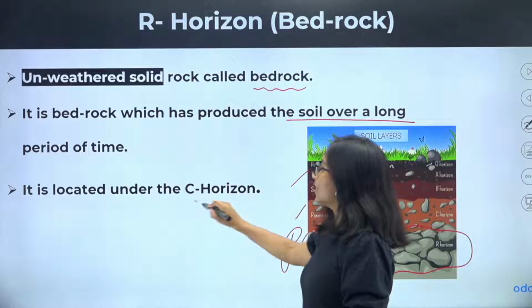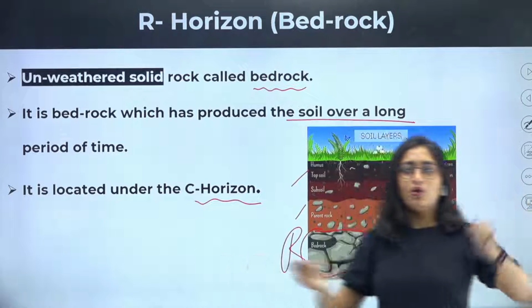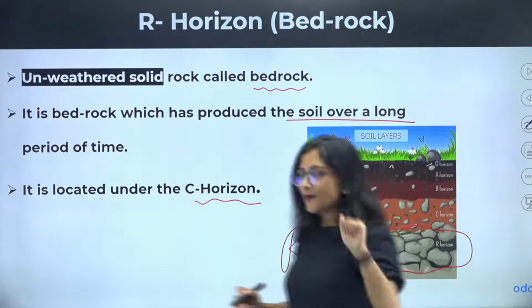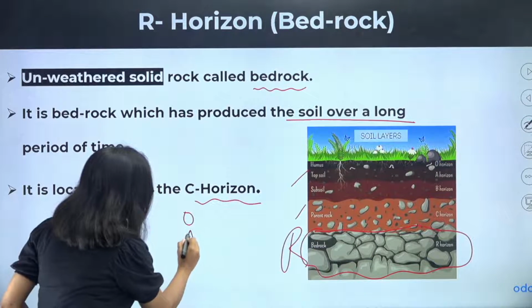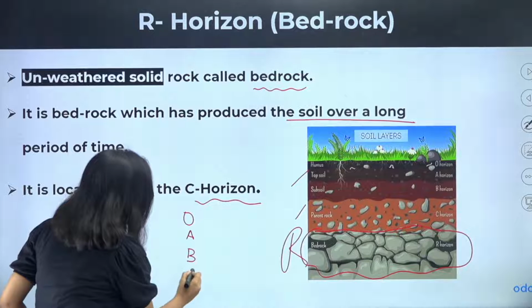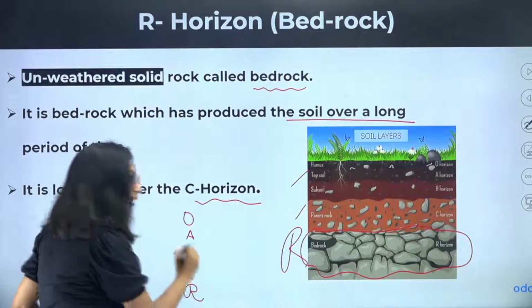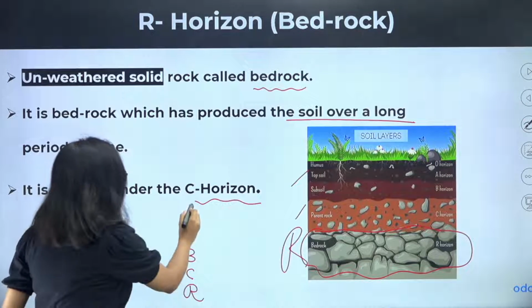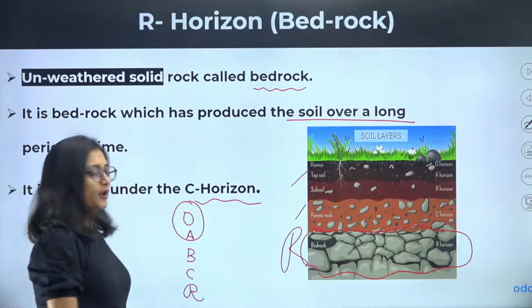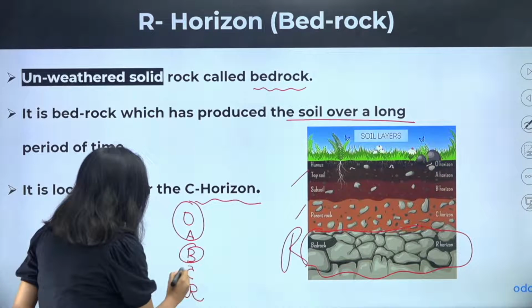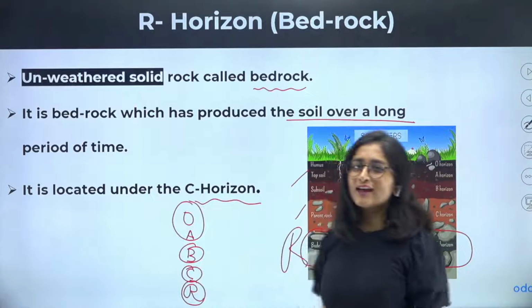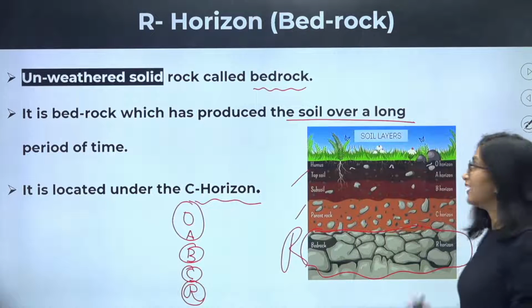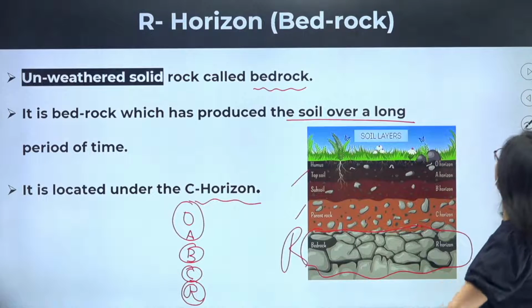So it is located under the C horizon. So what have you got? How many layers? Yes, we have O, A, B, C, and then R. These are referred to as topsoil, subsoil, then the substratum, and then the bedrock. So yes, here you get the entire soil profile. I hope you made the soil profile.